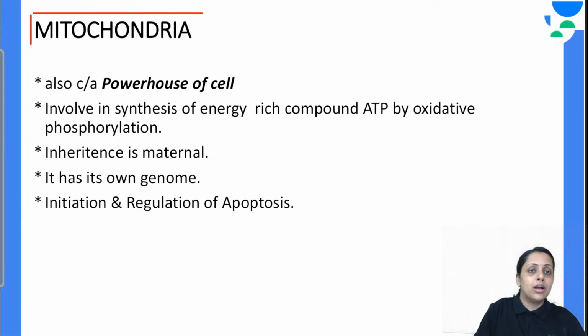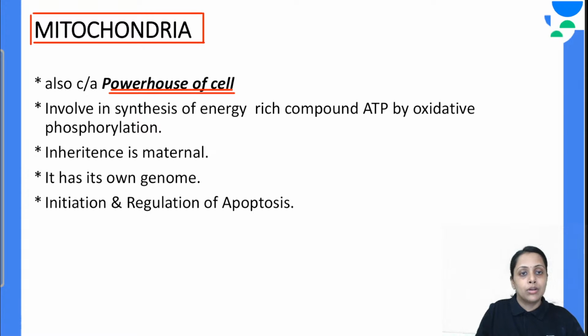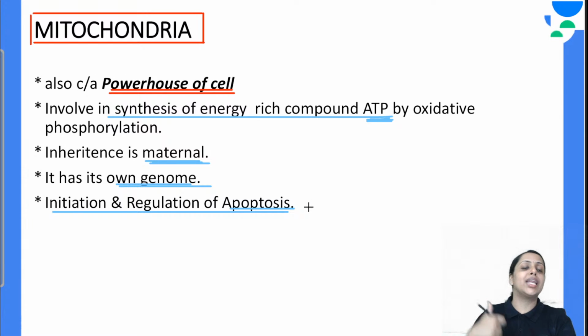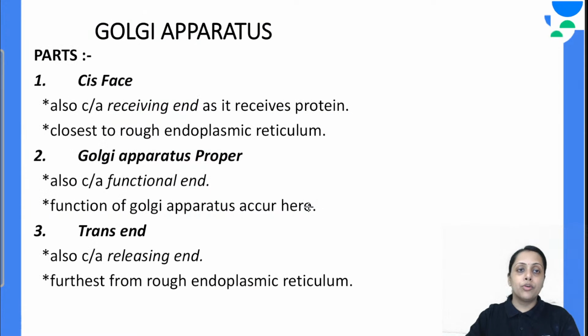Next is the mitochondria. The mitochondria is also known as the powerhouse of the cell. Why are they known as the powerhouse of the cell? Because they are involved in synthesis of the energy rich compound ATP. That's why it is known as the powerhouse of the cell. Now coming to its inheritance, it is inherited from the maternal side, and this mitochondria has its own genome, and this mitochondria is also responsible for apoptosis initiation as well as regulation of apoptosis. Is this clear? Moving to the next cellular organelle, that is the Golgi apparatus.